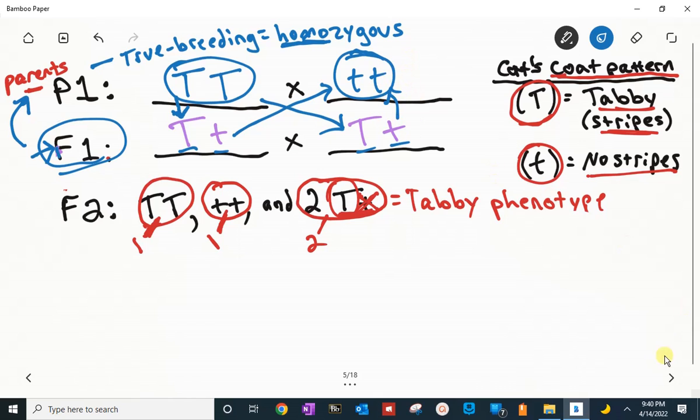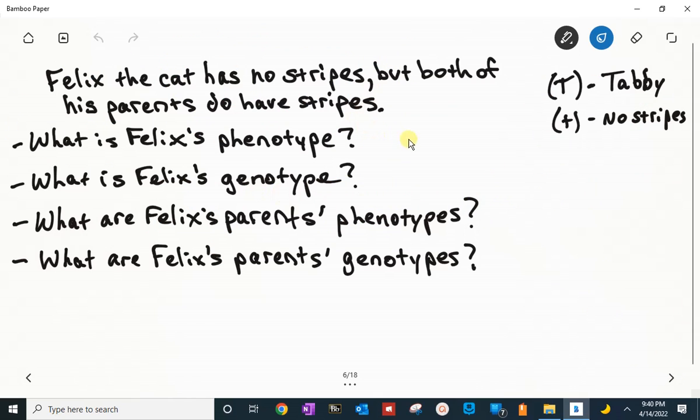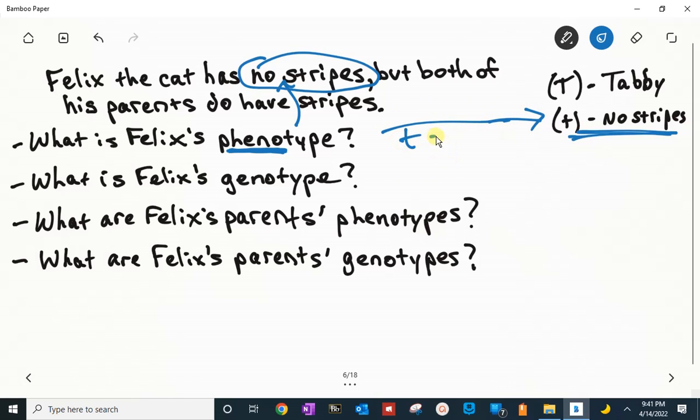So Felix the cat has no stripes, so that's no stripes right here, but both of his parents do have stripes. What is Felix's phenotype? Let's answer this first question first. What is Felix's phenotype? Now the phenotype is how it actually shows up in the body. So how does it show up in the body? He has no stripes. So the phenotype would be lowercase t, no stripes.